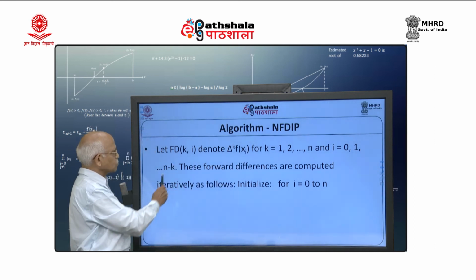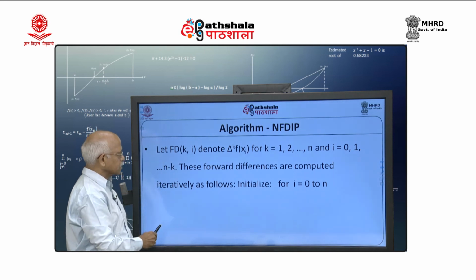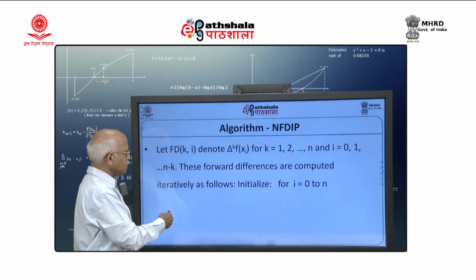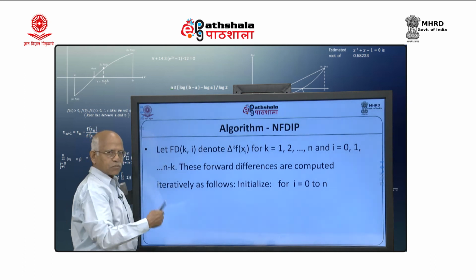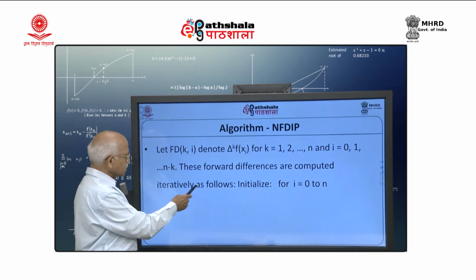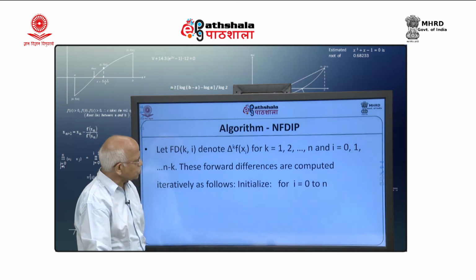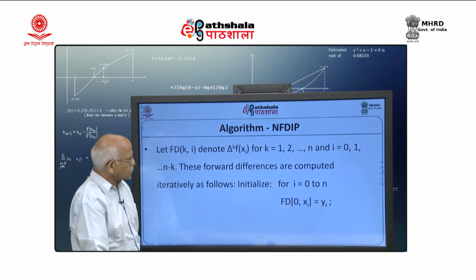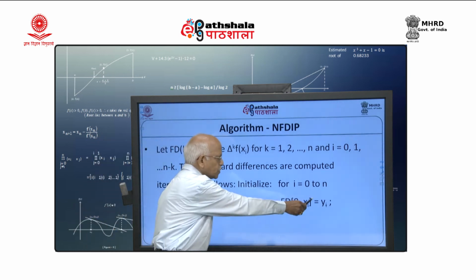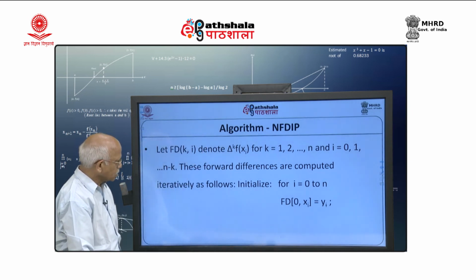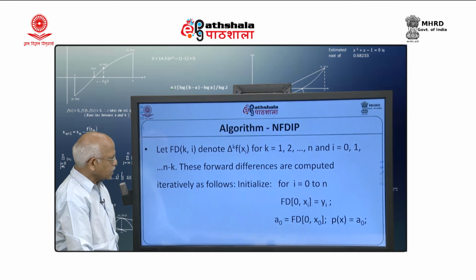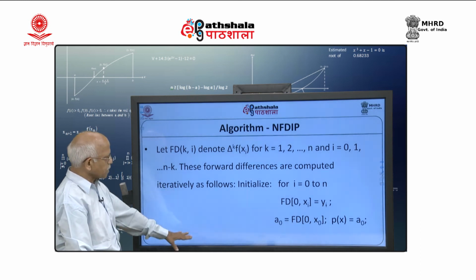So, that is how you will compute this fd(k, i), and these are computed iteratively, because by definition, forward differences can be computed iteratively. So, what we do is we initialize first, for i equal to 0 to n, fd(0, x_i) equal to y_i. You know that the 0th order difference is nothing but the value of y_i. These are all initializations we are trying to do.